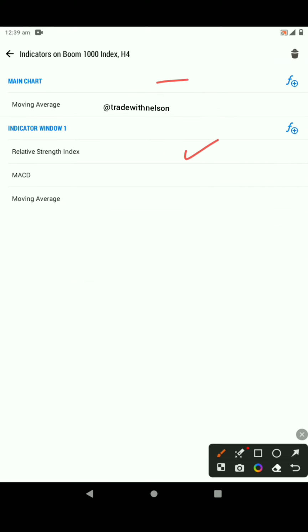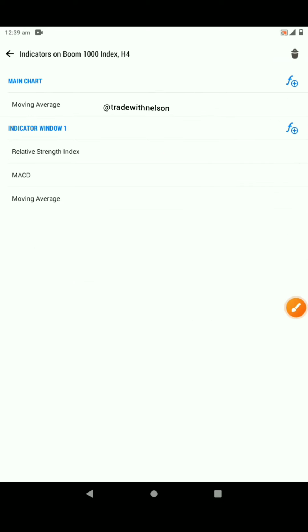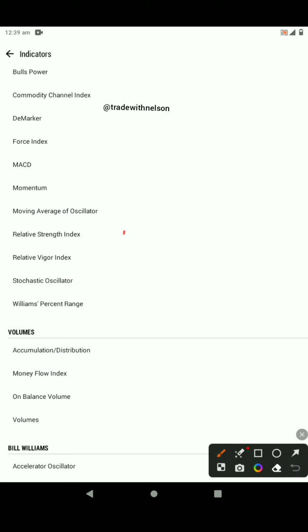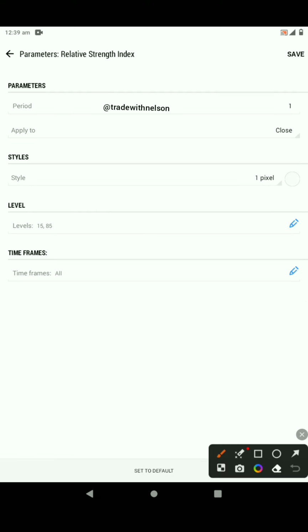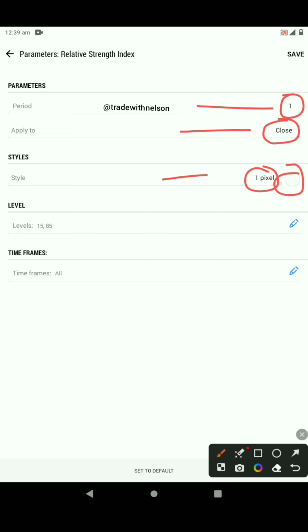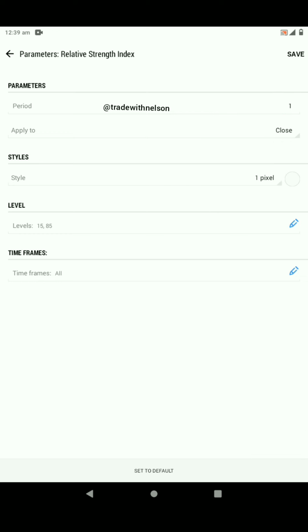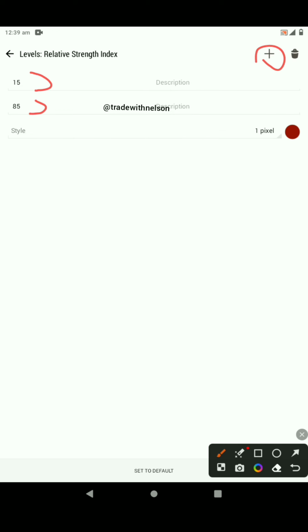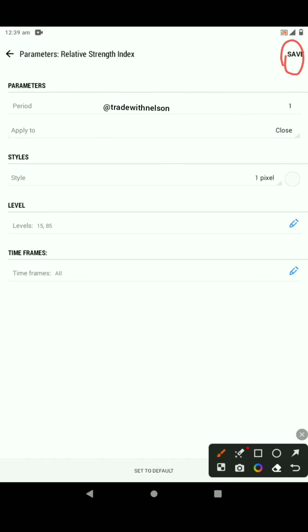For the relative strength index, click on the F icon on the main chart. Scroll down a bit, RSI, click on that. Make the period 1, apply to close, style 1 pixel, and select the color of your background. For the levels, click on this pen icon, add level, type 15 and 85, style 1 pixel, select a color of your choice. After that, click on save.